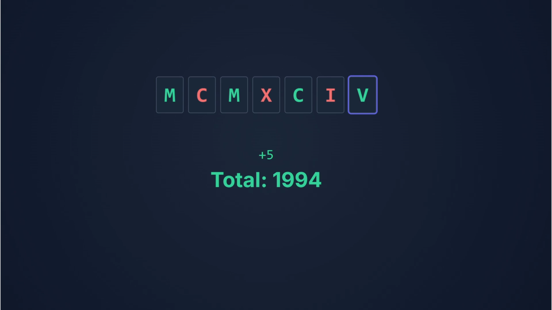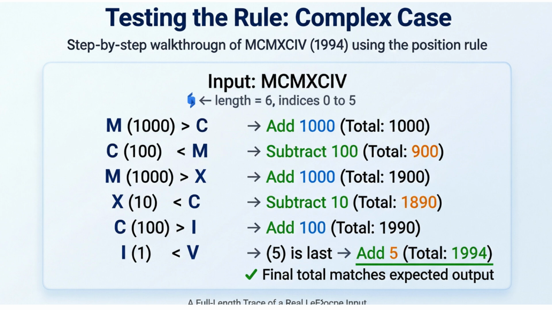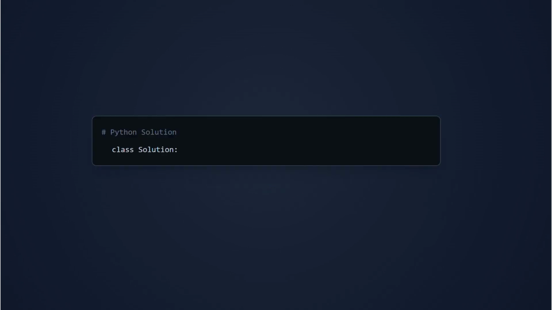Next is C, so subtract 10. Total, 1,890. C is 100. Next is I, so add it. Total, 1,990. I is 1. Next is V, so subtract 1. Finally, V is last, so add 5. Final total, 1,994.